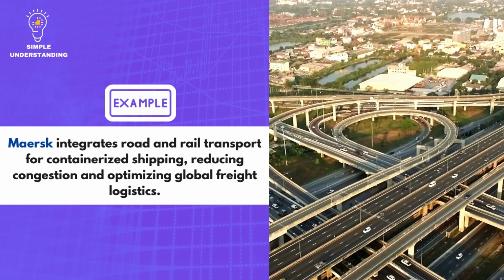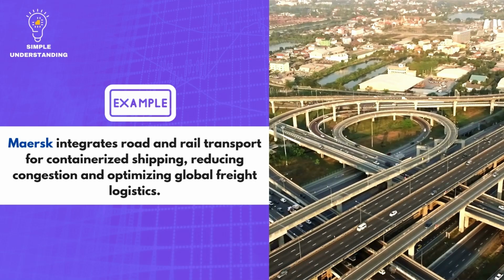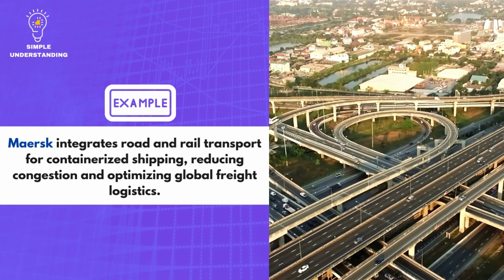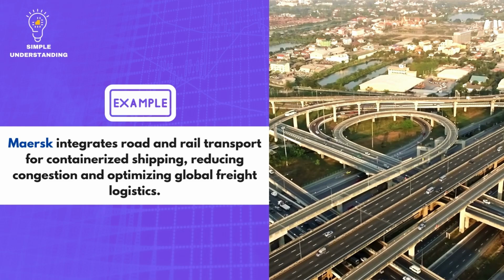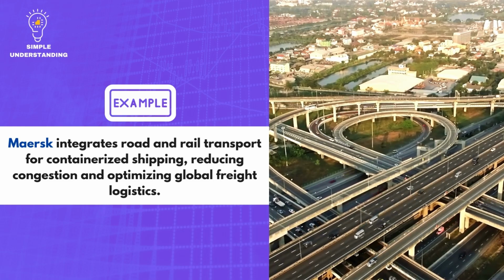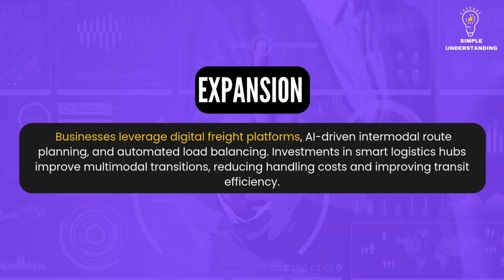Real company example. Maersk integrates road and rail transport for containerized shipping, reducing congestion and optimizing global freight logistics. Expansion. Businesses leverage digital freight platforms, AI-driven intermodal route planning, and automated load balancing. Investments in smart logistics hubs improve multimodal transitions, reducing handling costs and improving transit efficiency.